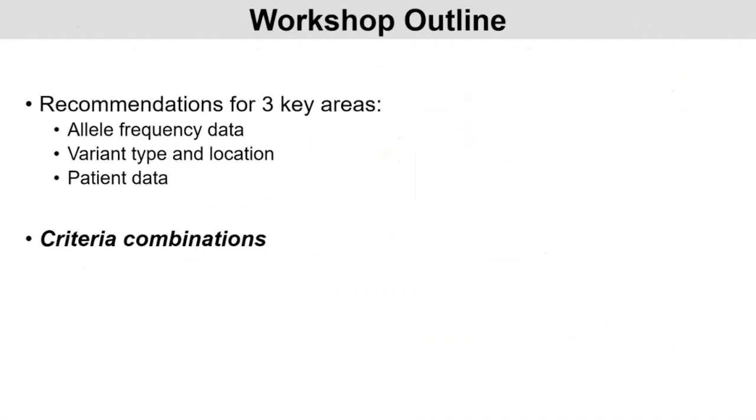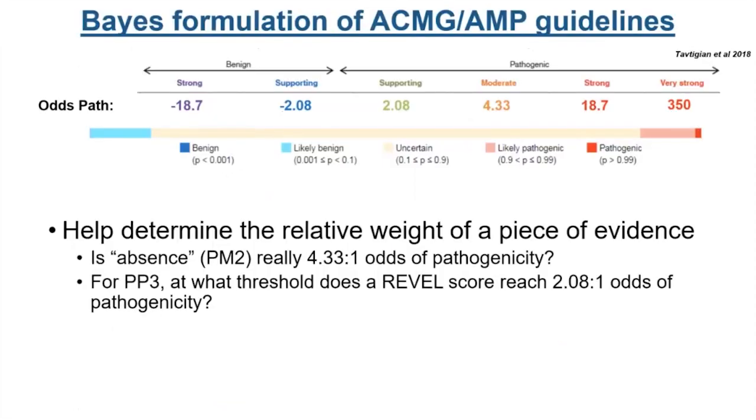All right, so lastly, I wanted to get into a bit of what we've been working on now with regards to how to combine different criteria to reach a classification. In 2018, Sean Tavtigian from the SVI working group published this approach of using more of a Bayesian approach to the ACMG guidelines. What he did was look at the thresholds for each classification level, so pathogenic having a probability of disease of 99%, likely pathogenic at 90%, and then looked at the combining rules in the framework and was able then to back calculate what is the odds of pathogenicity at each strength level.